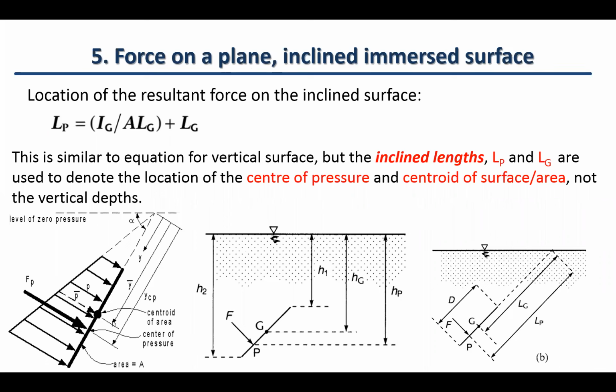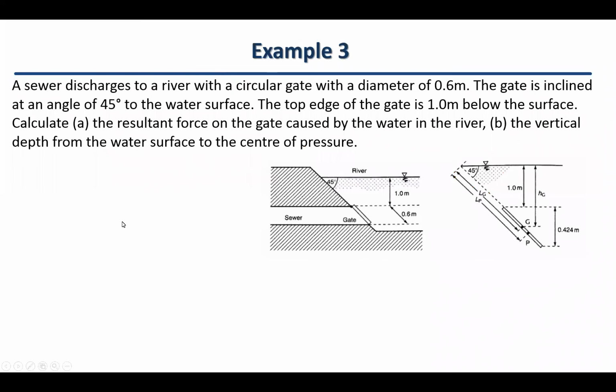To understand better what this means, let's look at an example here. We have a sewer that discharges to a river, with a circular gate with a diameter of 0.6, which is the length or diameter of the gate, which is inclined. The gate is inclined at an angle of 45 degrees to the water surface. You can see in here.